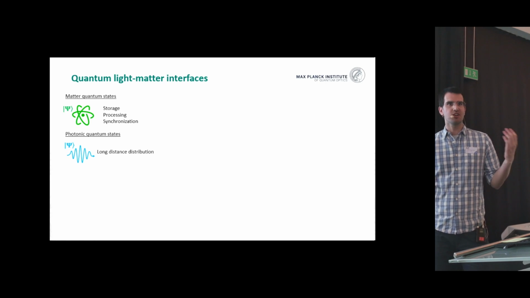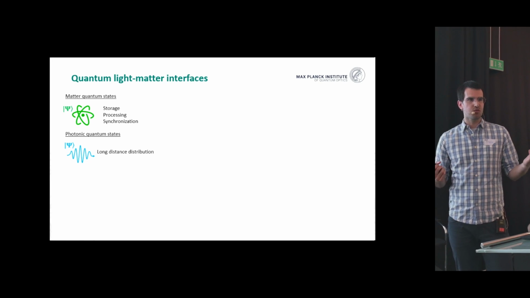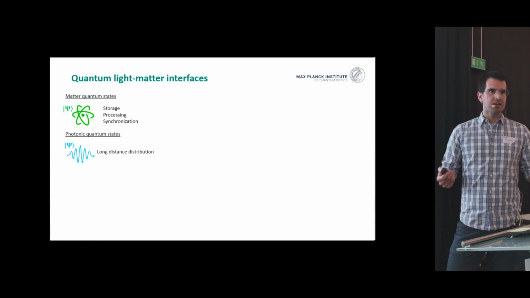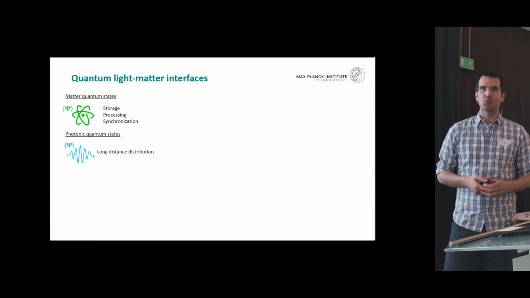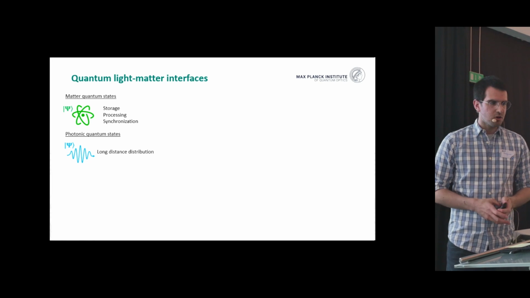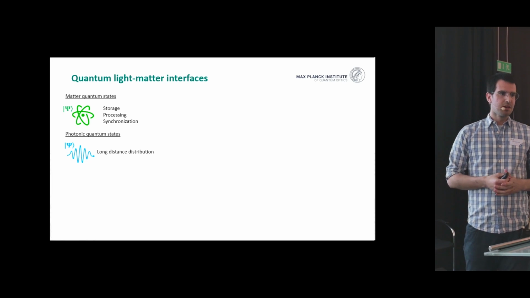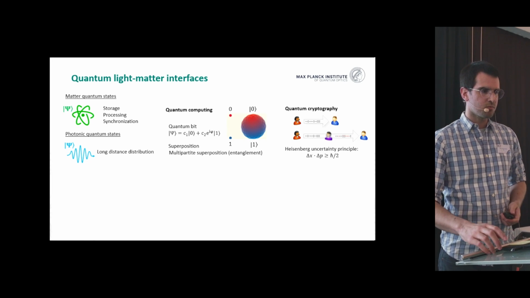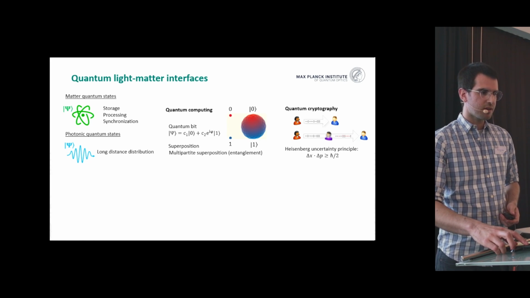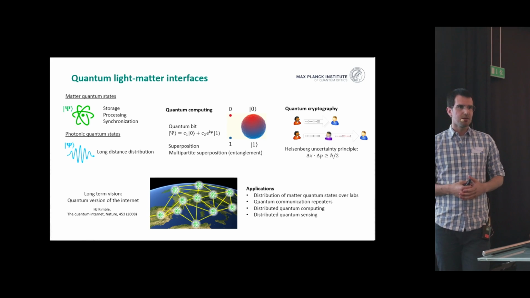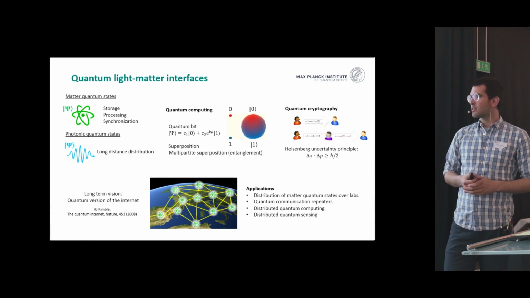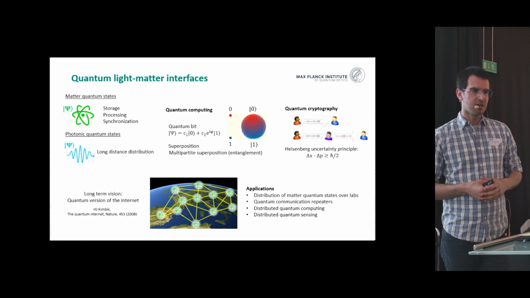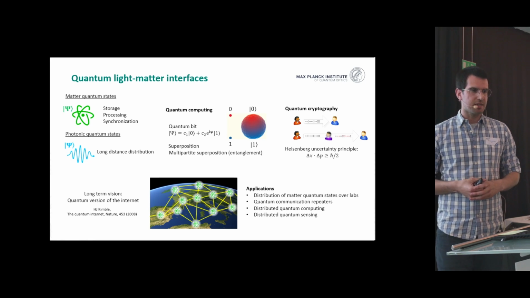The motivation is that encoding quantum states in single atoms is good for the storage, processing, and synchronization of this quantum information, while encoding quantum states in single photons is good for the long distance distribution of this quantum information. So by working with an interface of photonic and atomic qubits, we aim to combine the advantages of these two types of qubits. We look for applications in the field of quantum computing and quantum communication or cryptography. In the long-term future, we can have a vision where distant nodes exchange quantum states encoded in photons, with applications in building quantum communication repeaters, distributed quantum computing, or distributed quantum sensing.